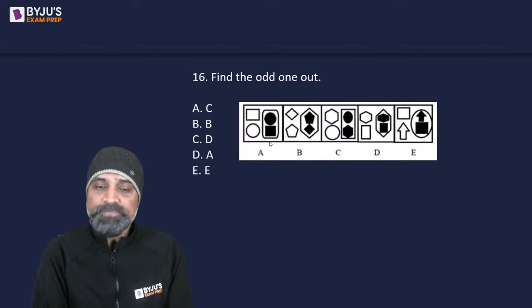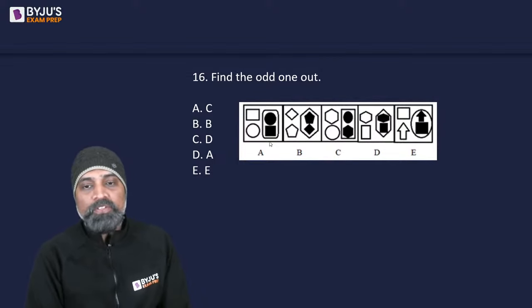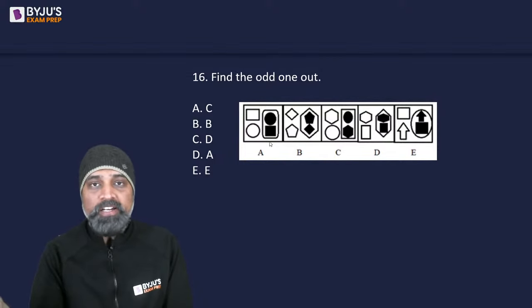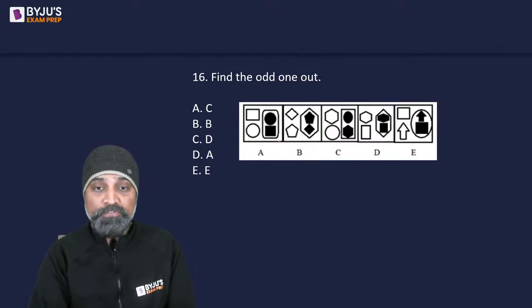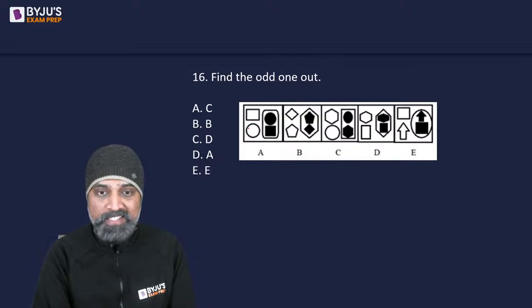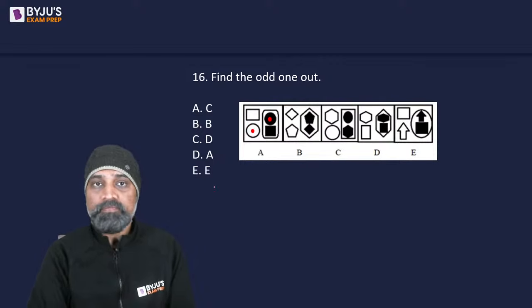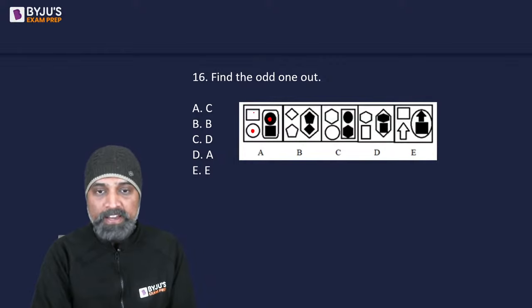Pretty simple, right? So these figures are not related to the figure to their left or right, okay? If you look at a particular figure, we have a circle here, right? And then we have a circle here. Then we have a square here and we have a square here.